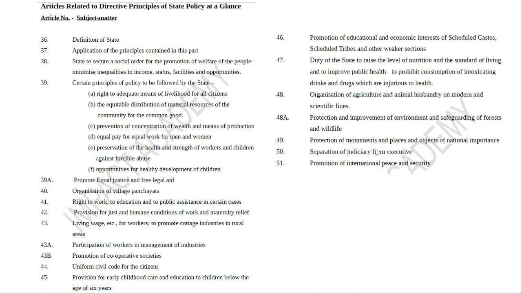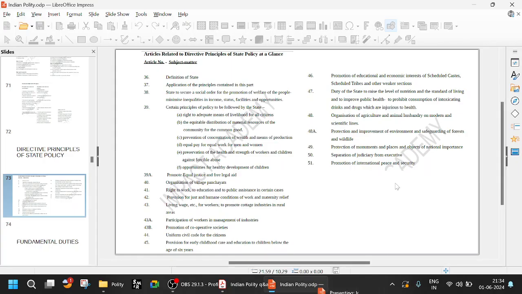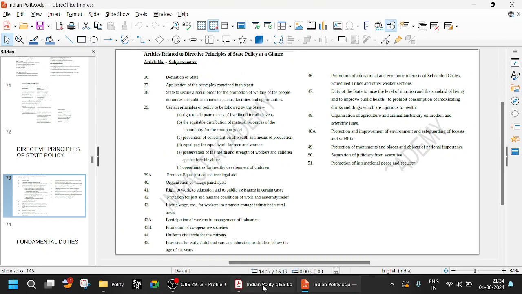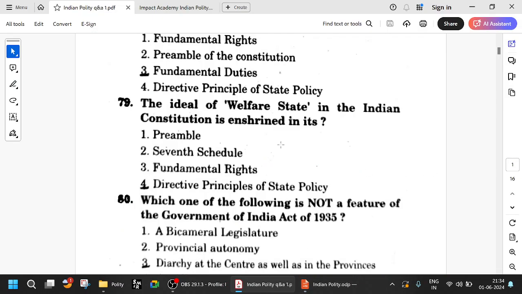50 is also very important. Separation of judiciary from executive. This is also a frequently asked question. Separation of judiciary from executive. 51 is promotion of international peace and security. So all these articles, including any sub-articles, you have to have by heart.